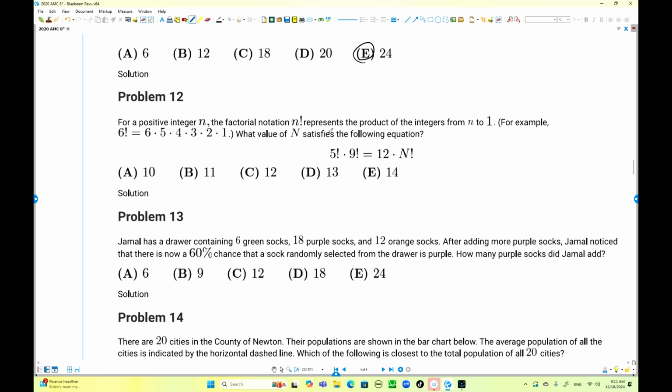Okay, we have a factorial. It represents a product, we know that, right? So what n satisfies the following equation? This is 9 factorial. This is n factorial, right? So that would be a lot of work, all right? I'm going to use this one, 9 factorial. Find this number, 5 factorial. What is it? 5 times 4 times 3 times 2 times 1. How to get the number 12? 4 times 3, that is the number 12, right?